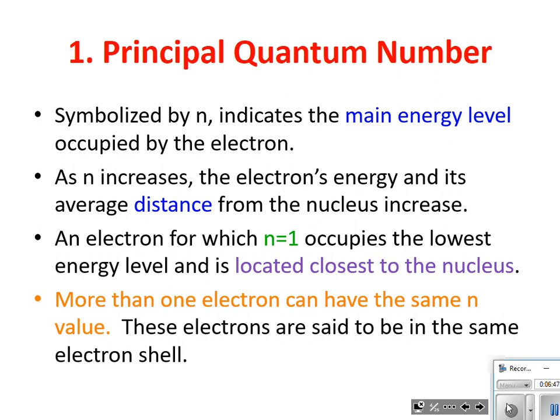Okay, so once again, N is the symbol for the quantum number, and it helps us understand distance from the nucleus. Go ahead and take out your periodic table. We're going to do some writing on it. We're going to get some stuff on it with these quantum numbers, starting with N, the principal quantum number.